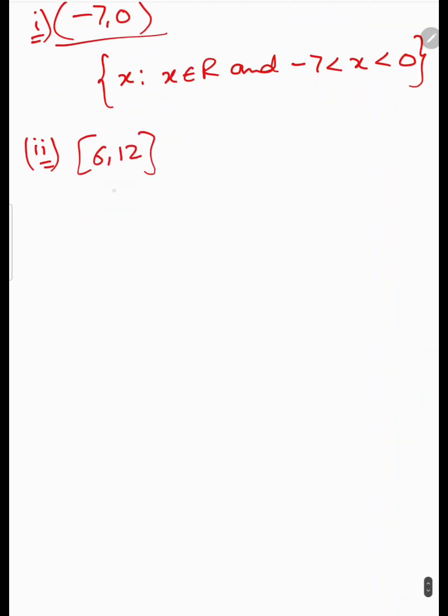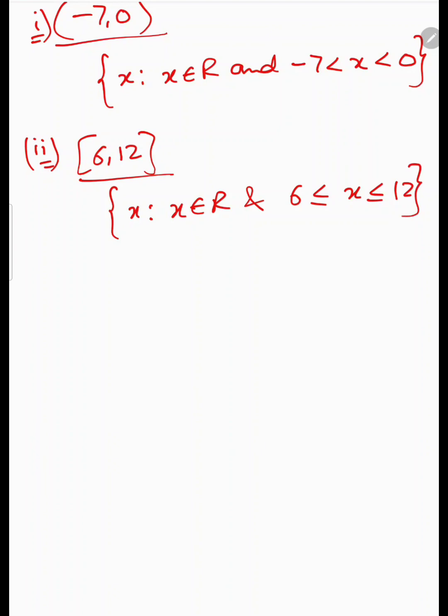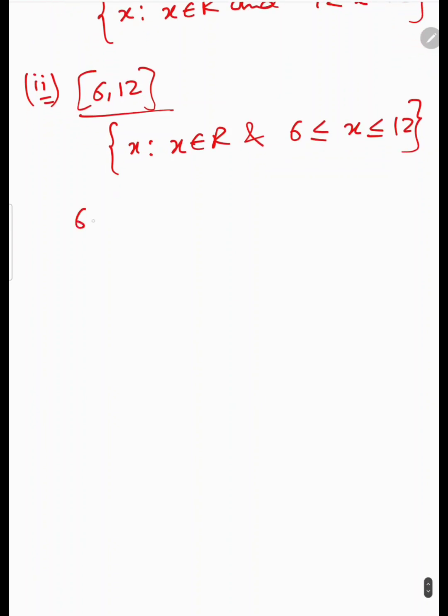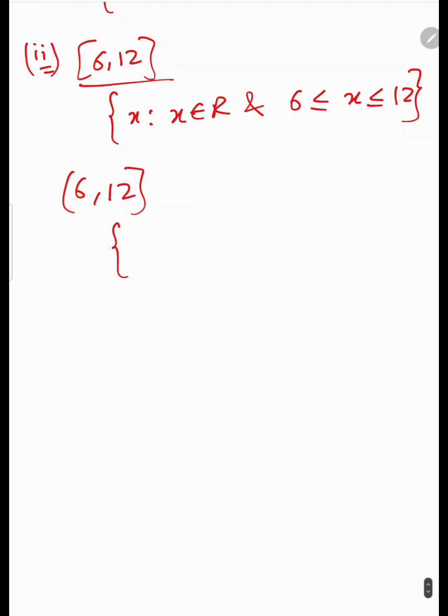[6, 12] क्या होगा, the set of all x such that x belongs to real number and यहाँ पर देखिए दोनों ही included हैं, तो 6 is less than or equal to x and x is less than or equal to 12. सिंपल है. अब अगला, इसका आंसर क्या होगा, the set of all x such that x belongs to real number and 6 एक्सक्लूडेड है तो इक्वल टू नहीं होगा, 12 इंक्लूडेड है तो इक्वल टू हो जाएगा.